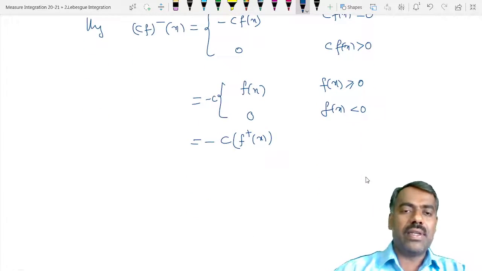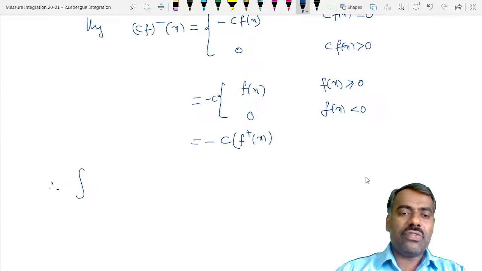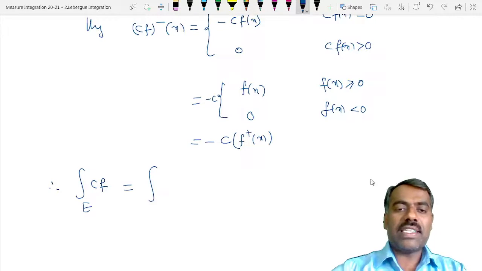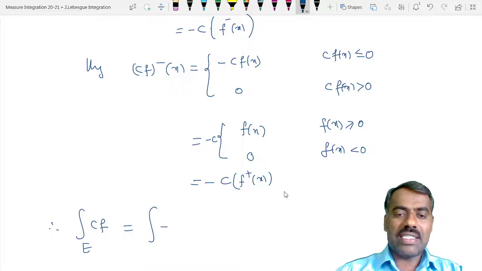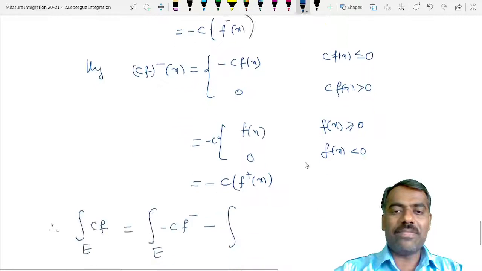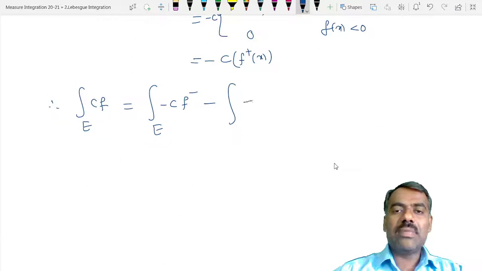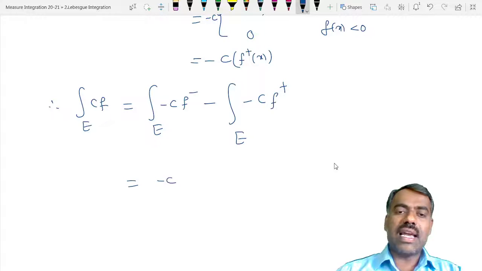f minus. That's all. Therefore, integration of cf over e is integration of cf plus, but cf plus is the same as c times f minus, and minus of what is integration of cf minus is minus of c f plus. So if you take the scalar outside, then it is f minus minus of minus plus is this.